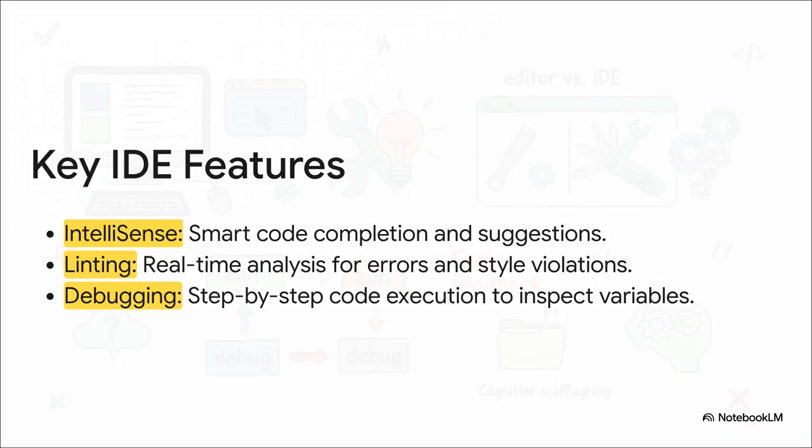And here are the three main pillars of that scaffolding. First, you've got IntelliSense. That's the smart code completion. That means you don't have to memorize every single function name. Then there's linting, which is basically a real-time spell check for your code, catching mistakes as you type. And finally, the integrated debugger, which lets you literally pause your code in midair and inspect everything line by line.